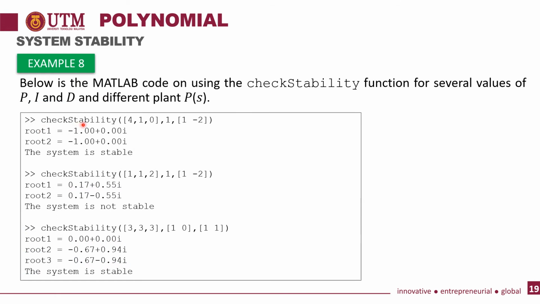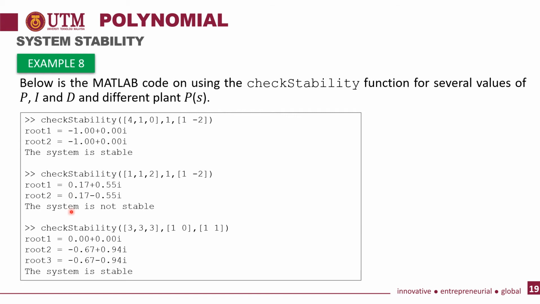Okay, check stability, and this is the parameter PID, and this is actually the coefficients of all of the denominator and numerator. Okay, so you can see that it will find root 1 and root 2. So both roots are less than 1, so the system is stable. When we give this kind of values, the root that we get is 0.17 plus 0.55i. So it means that the system is not stable because it is greater than 0.